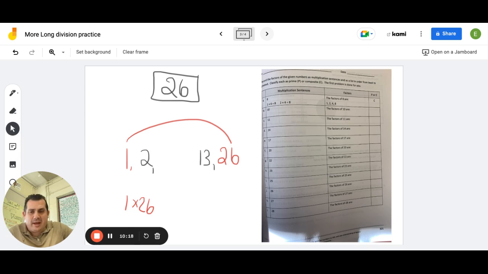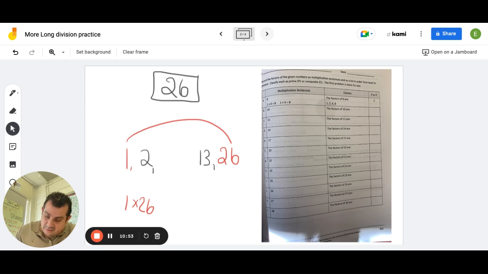4? Well, 4, 8, 12, 16, 20, 24, 28. It's not 4. I know it's not a multiple of 5. It's not divisible by 5. 6, 12, 18, 24, 30. That can't be a factor. 7, 14, 21, 28. That's not a factor. 8, 16, 24, 32. 8's not a factor. And 9, 18, 27. That is not a factor either.